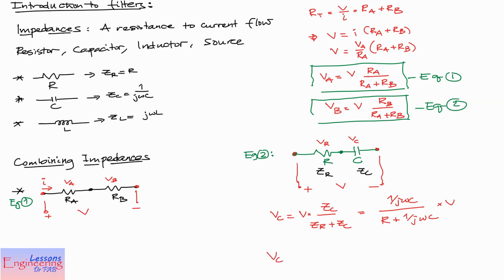So VC equals V times 1 over j omega C, over j omega C times R, which will be j omega CR, plus 1 over the whole j omega C. Now, because we have similar denominators, this cancels out, so we'll have V times 1 over j omega CR plus 1.